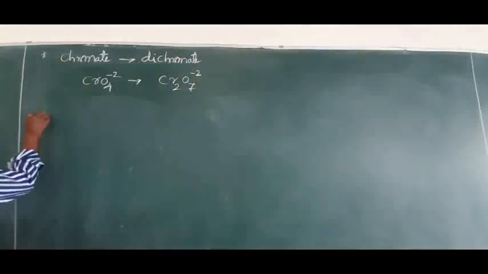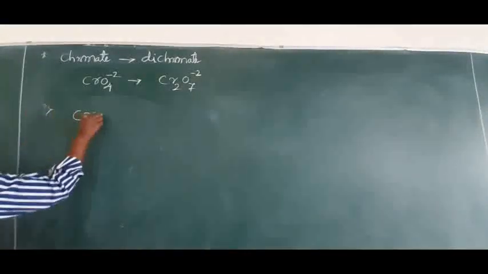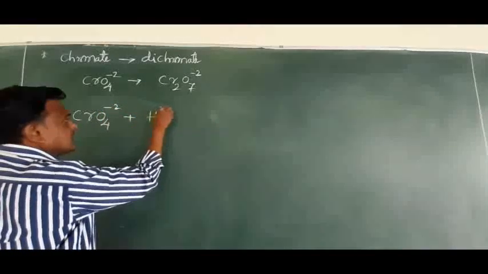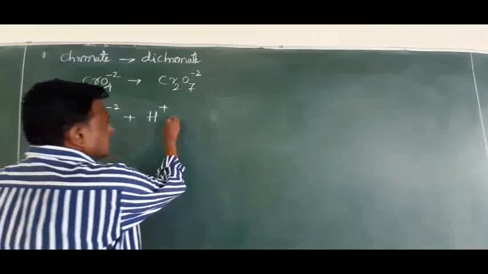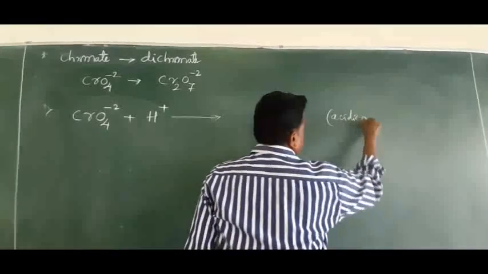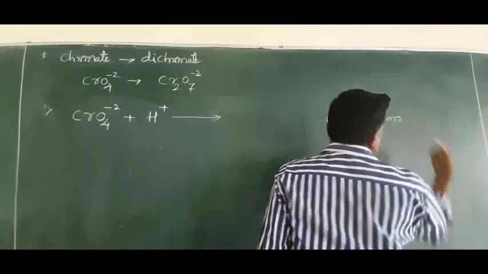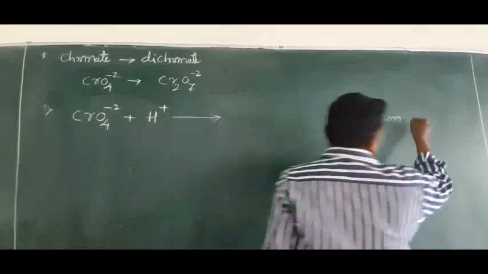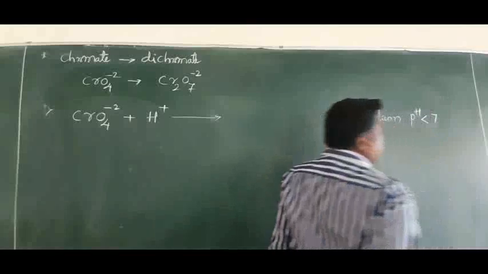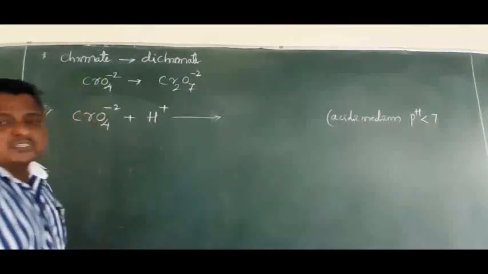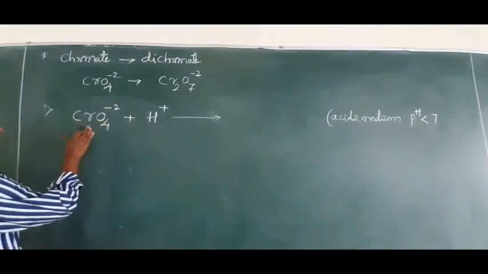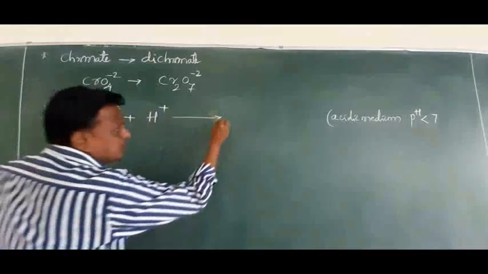So very simply, friends, the chromate ion is treated with an acidic medium. It's treated with an acid, but we know here it is an acidic medium, or pH is less than 7. pH is less than 7. It is easy to know the component. Yes, friends, the chromate is converted into dichromate.